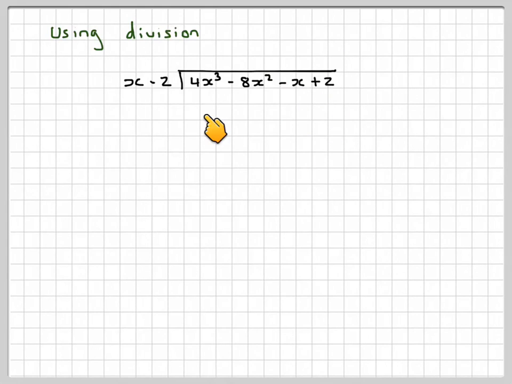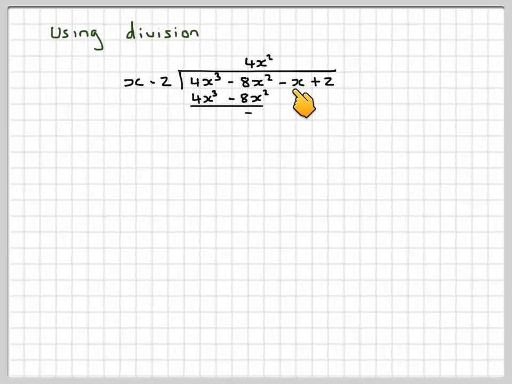So we just consider 4x cubed divided by x gives you 4x squared, and then what you do, you do 4x squared times x. That's going to give me 4x cubed, so therefore it goes into that column. 4x squared times minus 2, which gives you minus 8x squared. You then subtract. Now if you do the subtraction here, we actually get nothing. This is quite rare to happen, but it has happened in this case.